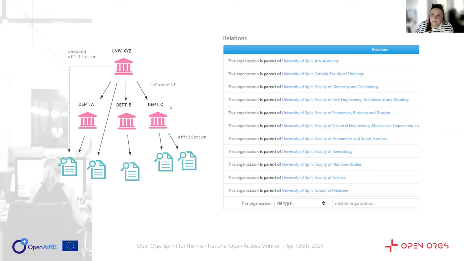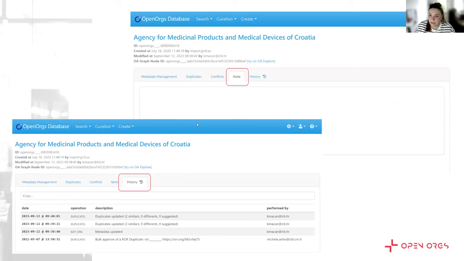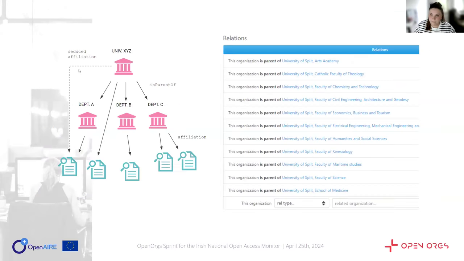This is particularly beneficial for monitoring the collective output of related entities, such as universities and their respective faculties and departments. Also, an org can have more than one parent, which is useful for so-called hybrid cases. OpenOrgs also allows for the establishment of multi-level relationships, such as a university to a faculty, and then faculty to a department if it is there.